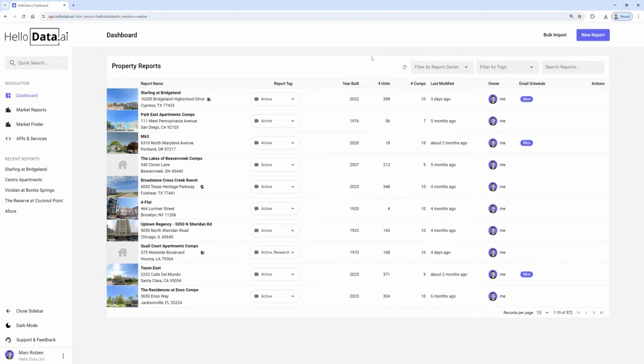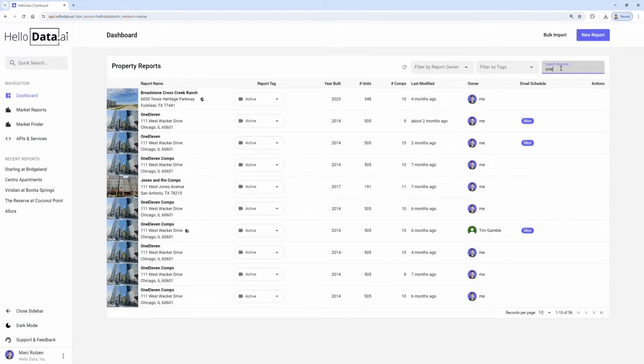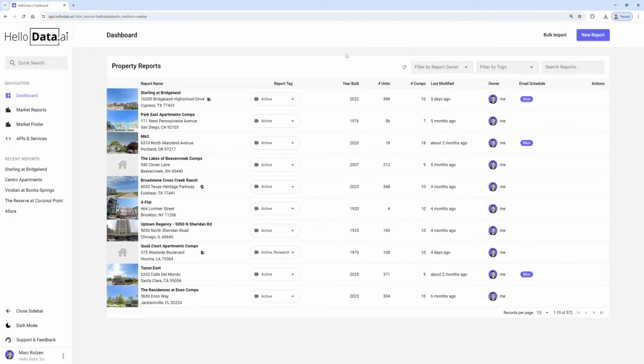So when you first log in, you'll see a dashboard with property reports that you've run previously here. You can filter by report owner or by tags and filter the results of your dashboard. Or you can search a particular report, and as you'll see here, if I search 111, I've done that demo plenty of times, so it makes it easy to find reports you've run previously.